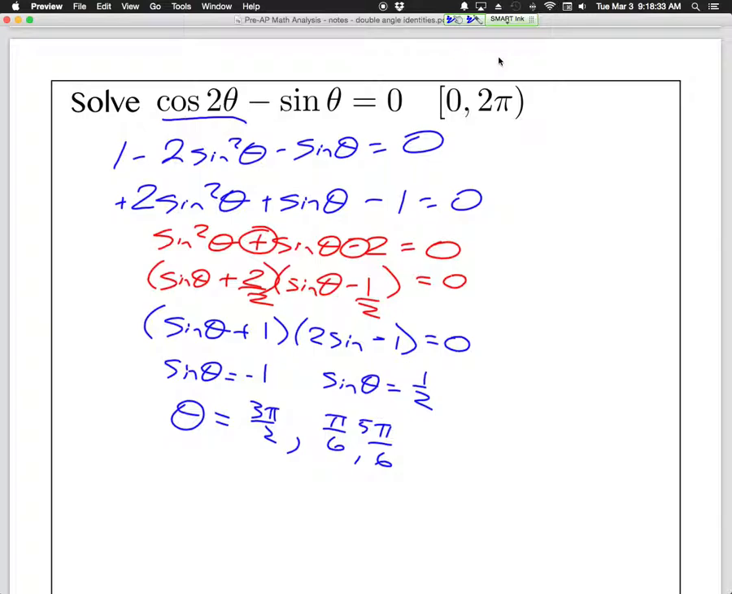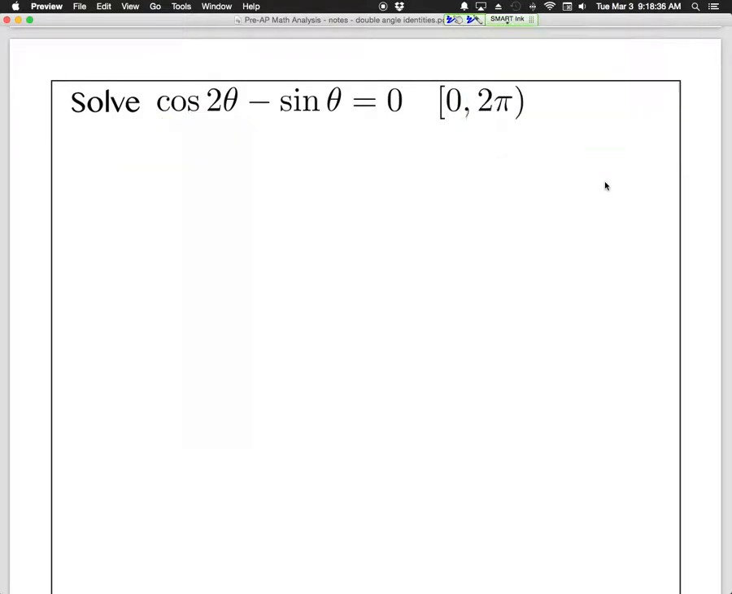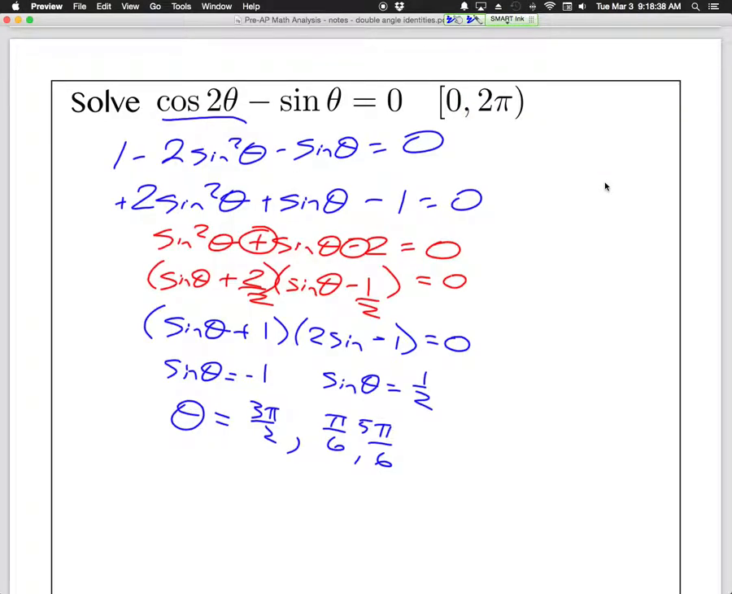One more. Wait, so we don't put the plus 2 pi in, right? Why not? Because of that up there saying it's going to be between 0 and 2 pi. Correct. Okay.